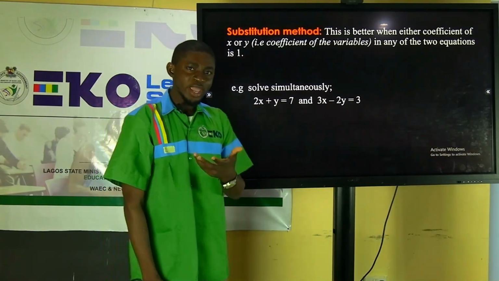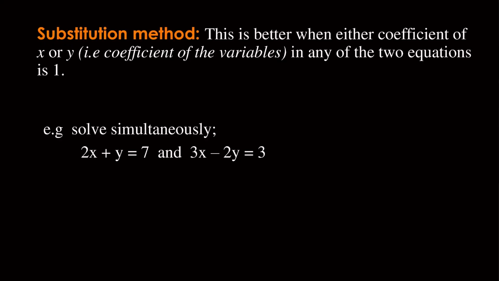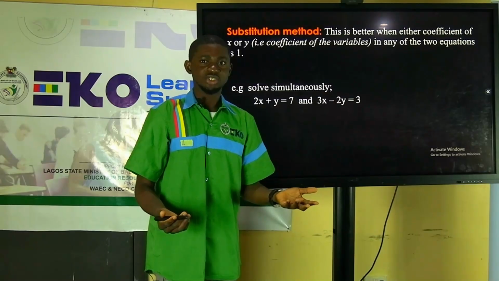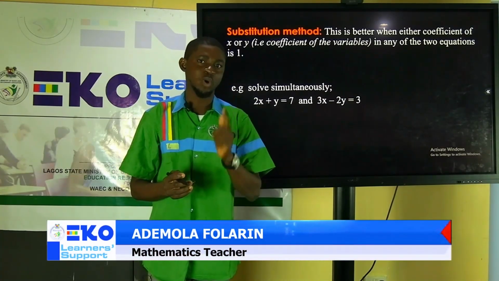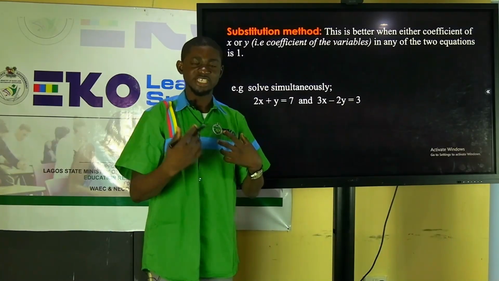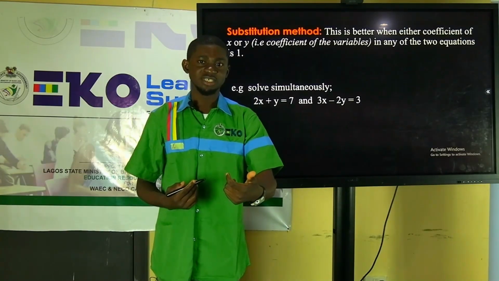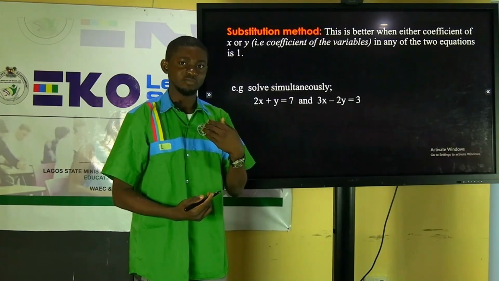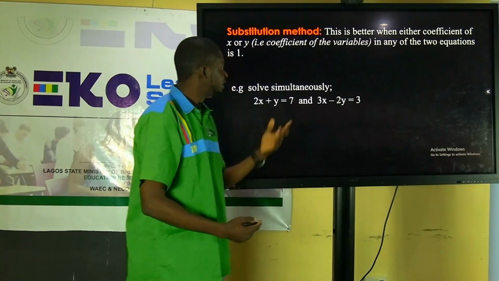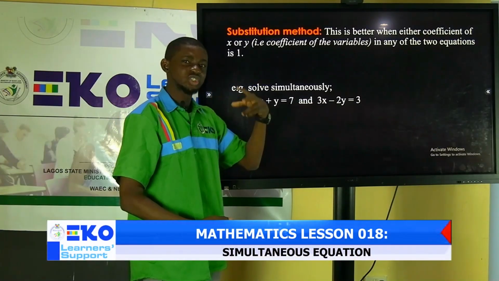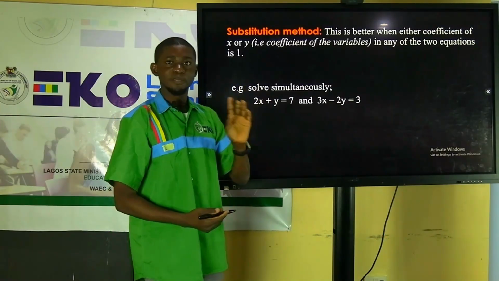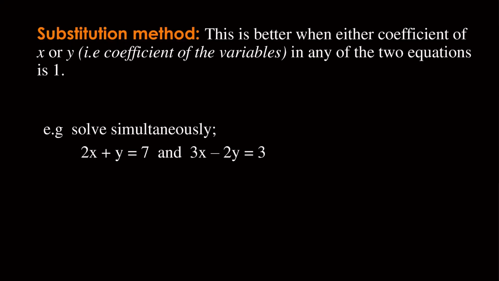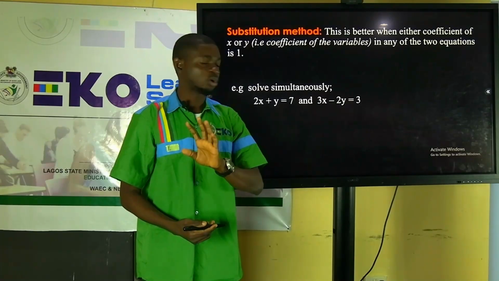Substitution method. When do we use it and what is it all about? This is better when the coefficient of x or y is 1. So we use this method when the coefficient of x or y in any of the two equations is 1. Just as we experience in a football game, when they say substitute, that means you take a player out of the pitch and bring a new player in. The same way here, in simultaneous equation, we solve the two equations simultaneously. That's what makes it simultaneous equation. But we use the substitution method when the coefficient of any of the variables is 1. It can be -1 or +1.